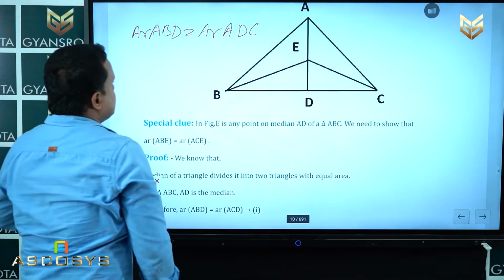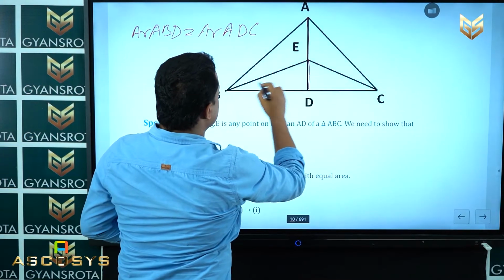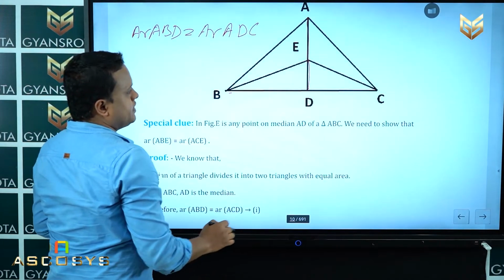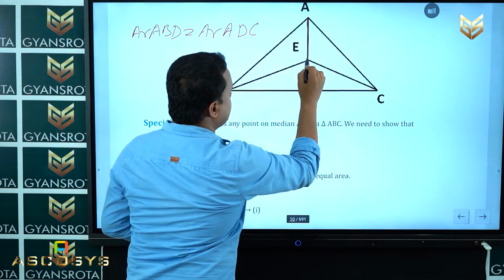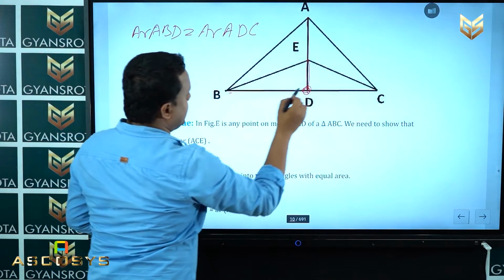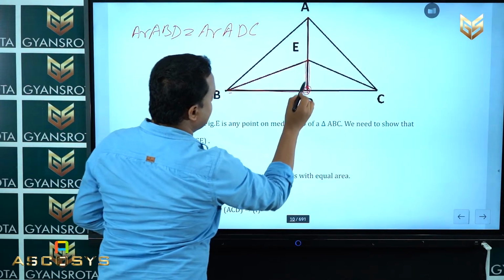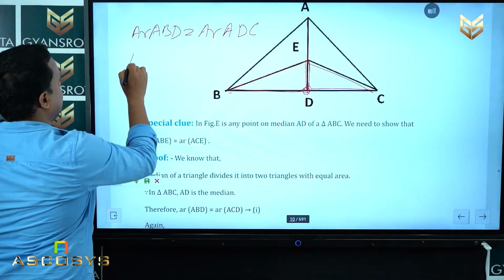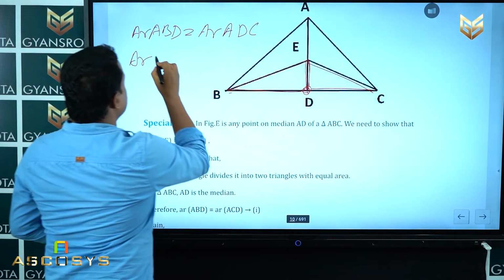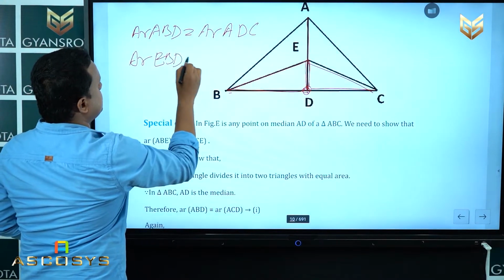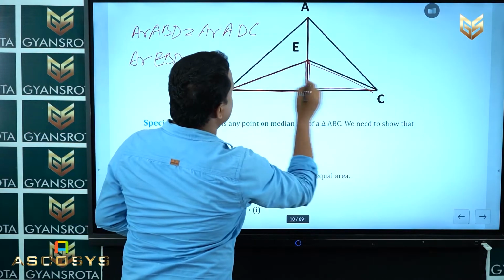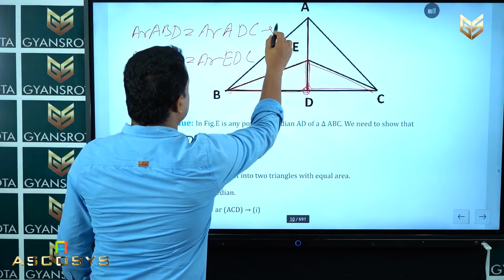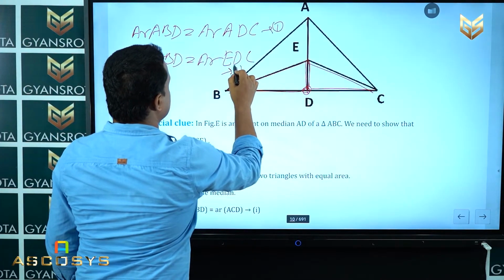Similarly, the same median is also the median for this triangle EBC, because D is the midpoint. So we can write the area of this triangle is equal to the area of this triangle because ED is the median. So the area of EBD is equal to the area of triangle EDC. Let's take this as 1 and this as 2.